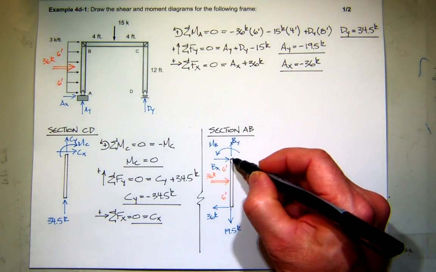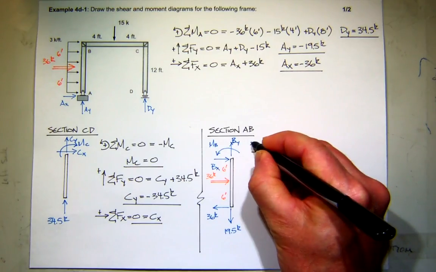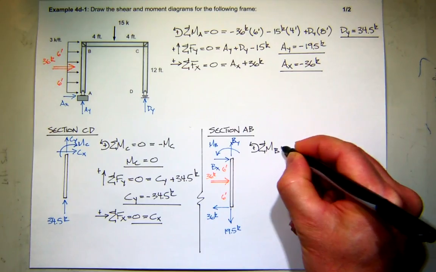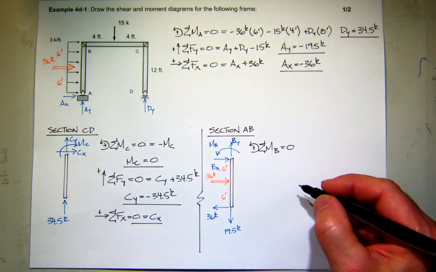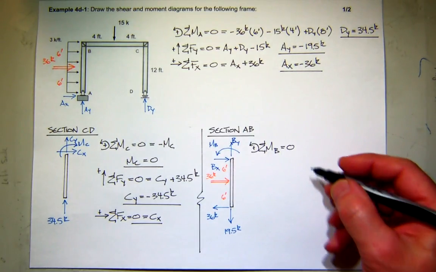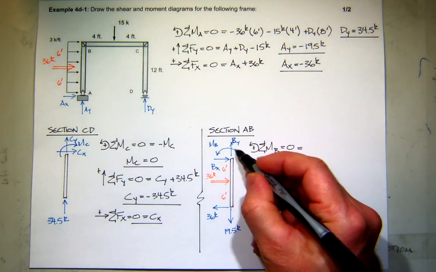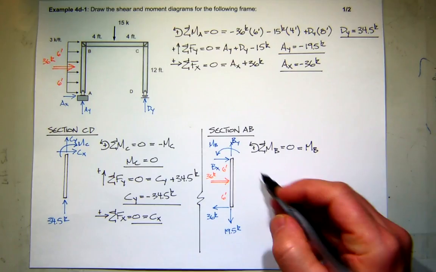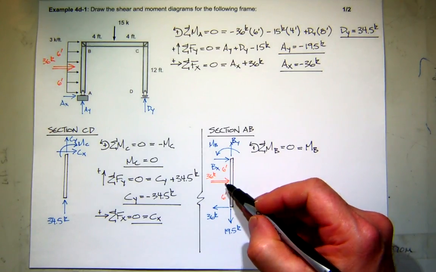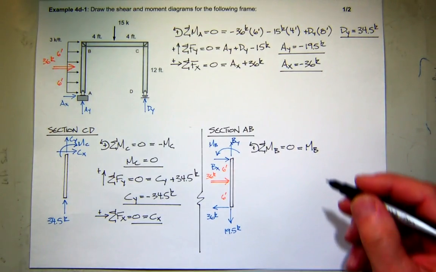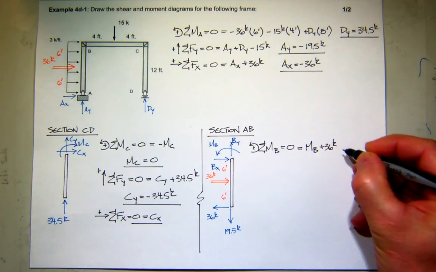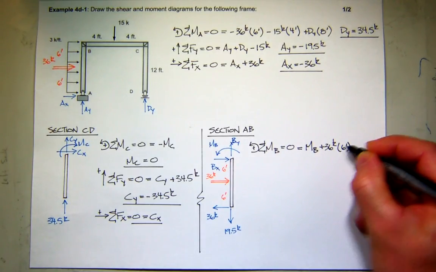So we're going to pick B as a good place to sum our moments because two of our unknowns go through there. So again, assuming my sign convention, right-hand rule, and summing moments at B, and then making sure we're in equilibrium. So this moment that I assumed here with my sign convention is a positive moment. About B, what's the moment due to the 36 kip force? Positive or negative? Positive. 36 kips with a 6-foot moment arm.